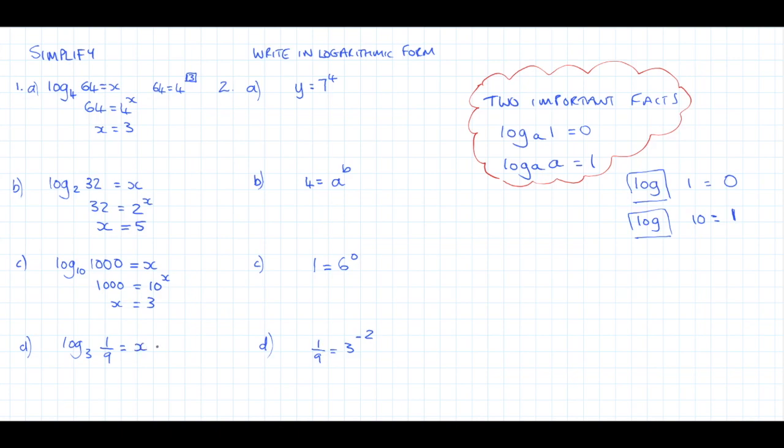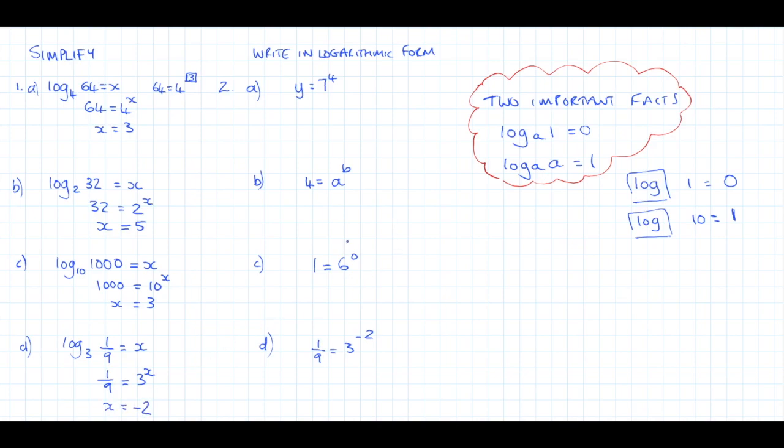Here, log 1/9 to base 3 is equal to x. So again, 1/9 is equal to 3 to what power? Again, this business of can you take it from a logarithmic form and write it as an exponential? Well, 3 to the power of negative 2 is equal to 1/9. So x is equal to negative 2.